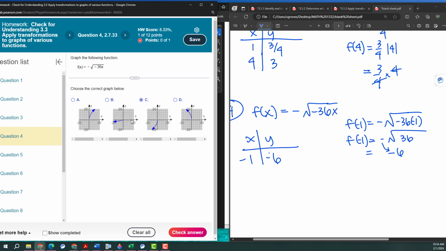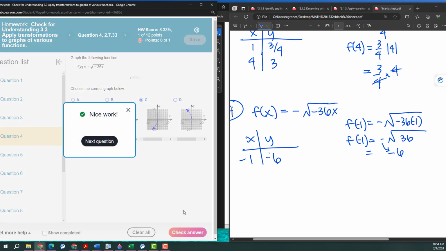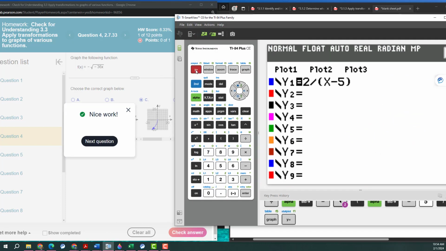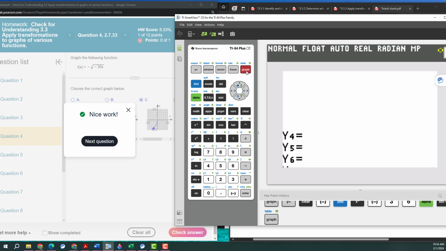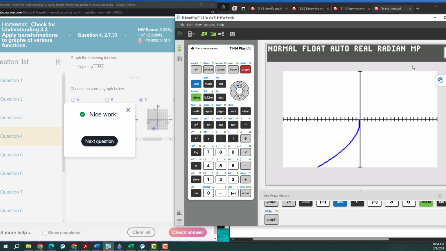So we know that it's one of these two graphs. And we know that our point needs to be negative 1 and then negative 6. So it's going to be somewhere down here, not over here. So it's going to be C. And if you do need that extra help, just use your calculator and graph it. So we've got negative, and then we've got square root, and then negative 36x, graph, and we have our graph right here.